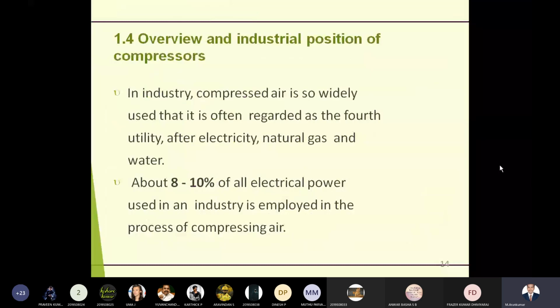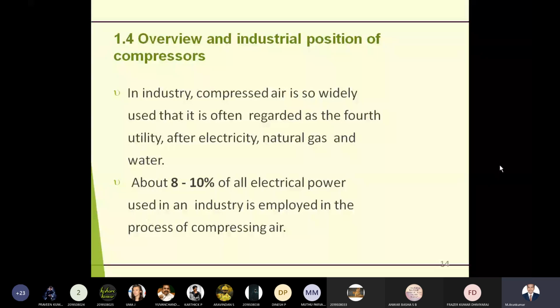And the overview of industrial precision of compressors. So in industry, compressed air is so widely used that it is often regarded as the fourth utility, followed by electricity, natural gas, and water. About 8 to 10% of all electrical power used in industry is employed in the process of compression. So in percentage, around 10% of electrical power can be used to activate this compression.